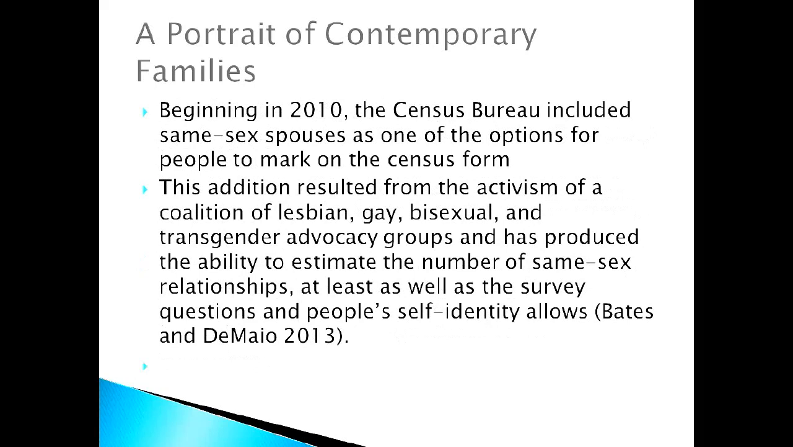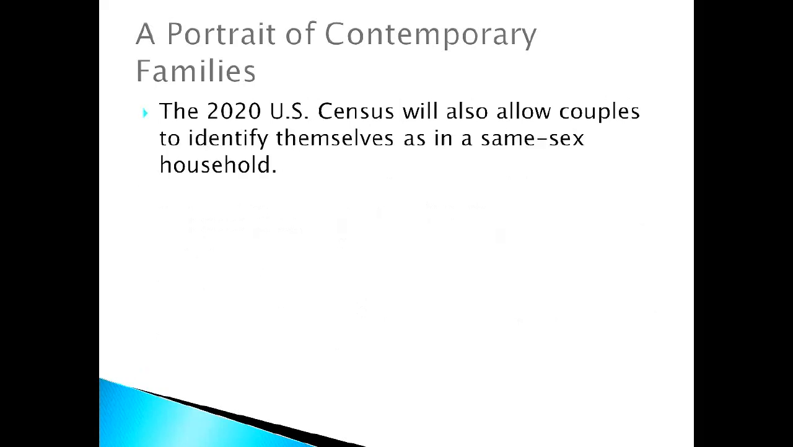Beginning in 2010, the Census Bureau included same-sex spouses as one of the options for people to mark on the census form, which is great. This addition resulted from the activism of a coalition of strong lesbian, gay, bisexual, and transgender advocacy groups and has produced the ability to estimate the number of same-sex relationships, at least as well as the survey questions that people's self-identity allows, which is a great thing. The 2020 Census will also allow couples to identify themselves as in a same-sex household.